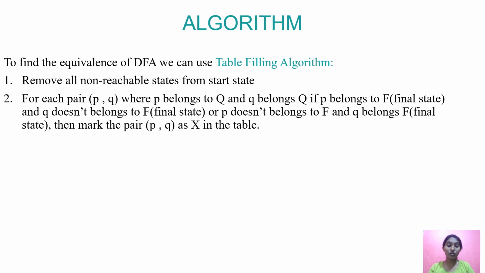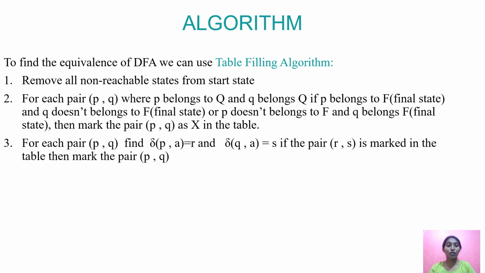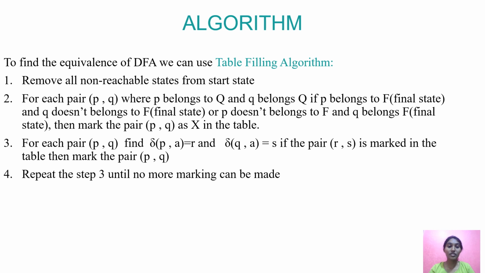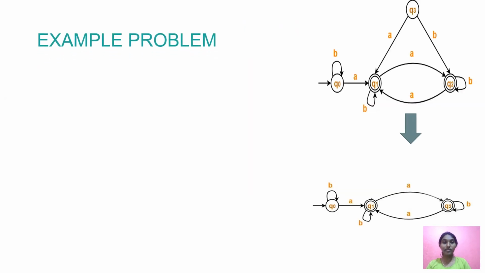That is, if P and Q are present in the DFA, one of these states should be a final state and the other should be a non-final state. If these two conditions are satisfied, then we can mark P and Q in the table as X. For each pair P and Q, find transition of P and Q on input 0 equals R, and transition of P and Q on input 1 equals S. If the pair R and S is marked in the table, then we can mark the pair P and Q. Repeat step 3 until no marking can be made. Combine the unmarked states. Let's see an example problem for this.